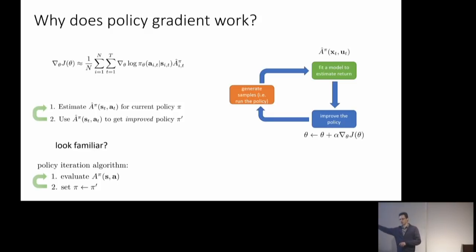So this is more of an aesthetic argument than a formal argument. This is just saying, well, if I write it down in this way, it looks an awful lot like policy iteration. But I can actually make this a little bit more formal. So what I'm going to do next is show that you can use the advantage of the previous policy to get a better policy, and that the resulting method looks like policy gradient.